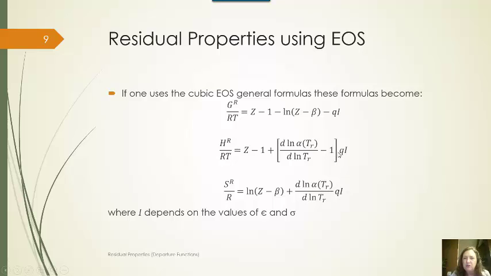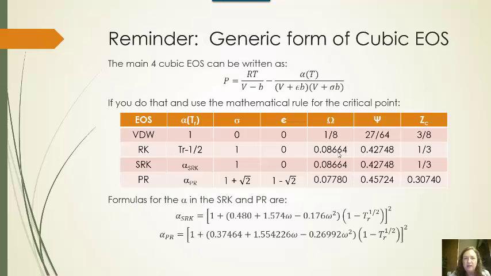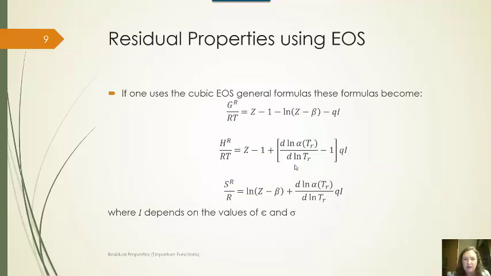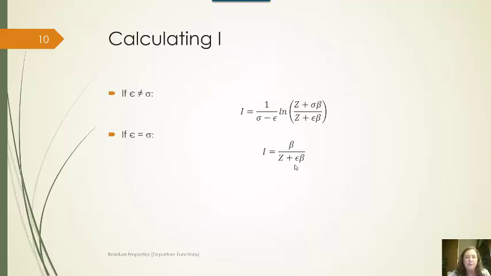Now, if we return to this other slide, we'll see that Z and beta and alpha, these are all things that I can pick out from here. But what are this Q and I thing? Well, you do choose this based on the values of epsilon and sigma. When they are the same, we use beta over Z plus epsilon beta. And when they are different, we use the natural log of Z plus sigma beta over Z plus epsilon beta, all divided by sigma minus epsilon.